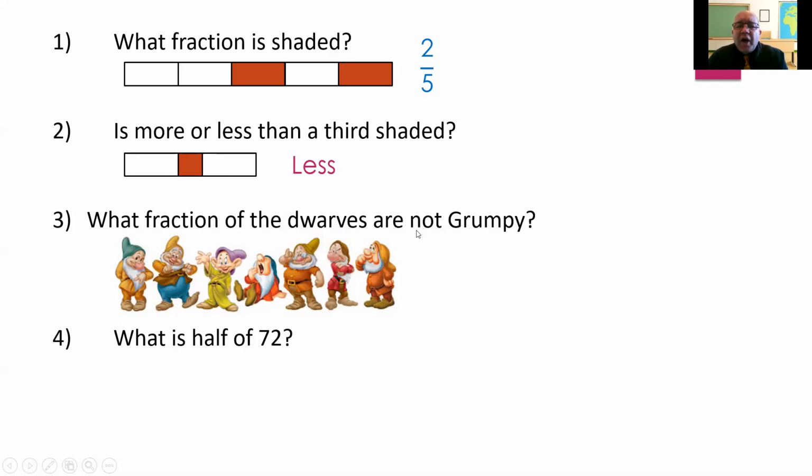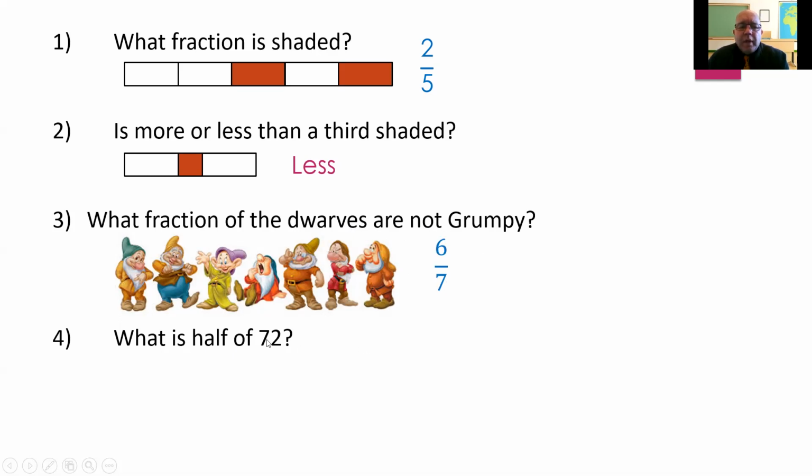What fraction of the dwarfs are not Grumpy? Well, there's Grumpy, and there's only one of him. First of all, how many dwarfs do we have? We've got 1, 2, 3, 4, 5, 6, 7. Surprise, surprise. So 7 is our denominator, because we've got 7 altogether. And we want to know what fraction are not Grumpy. Well, 1, 2, 3, 4, 5, 6 are not Grumpy. So 6 out of the 7 are not Grumpy. So 6/7.